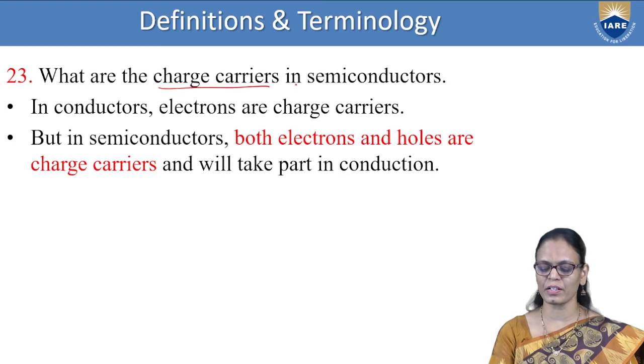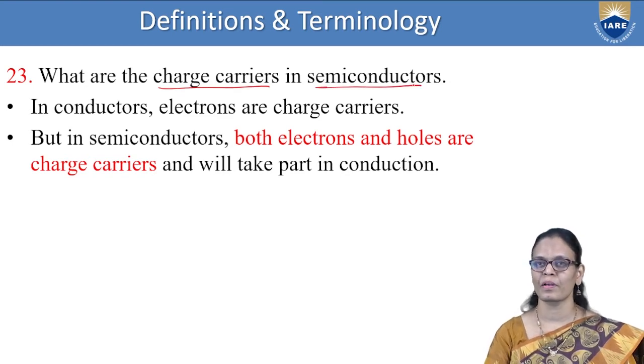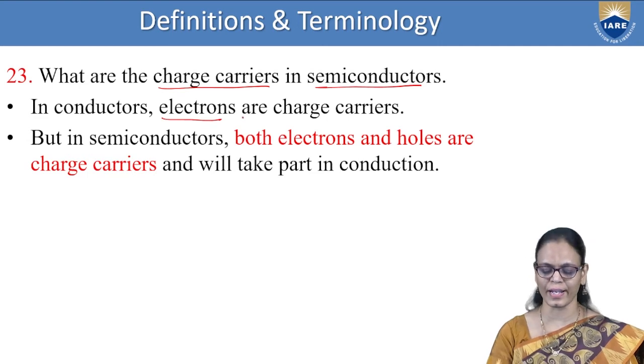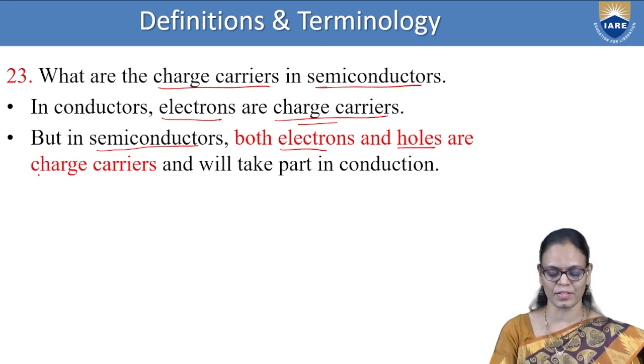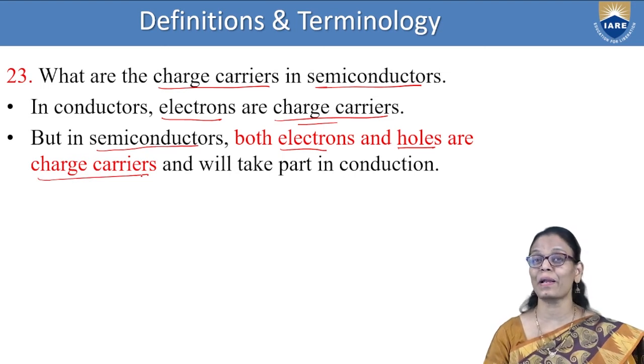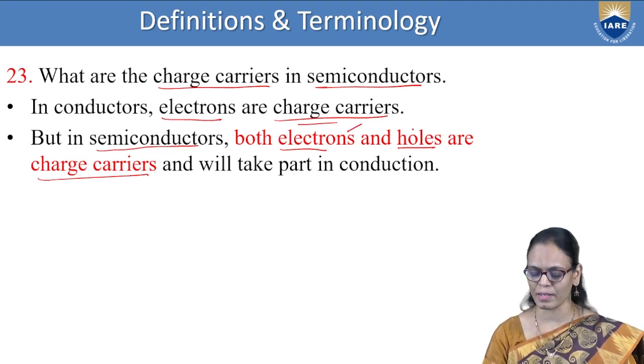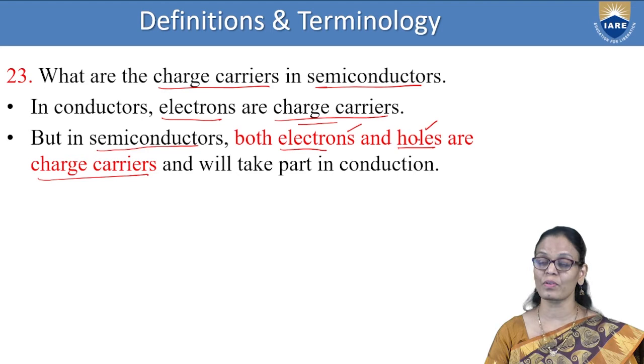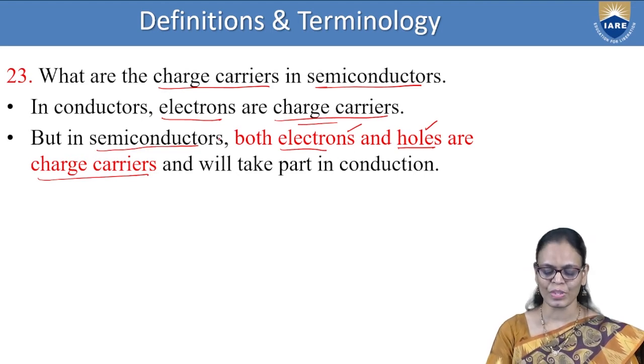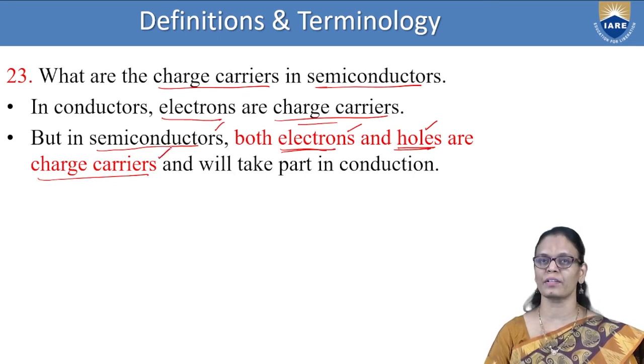Now, what are the charge carriers in semiconductors? If you see a conductor, electrons are the charge carriers. Whenever we talk about a conductor, it is due to the flow of electrons, and electrons are the charge carriers. But in a semiconductor, both electrons and holes are the charge carriers. The only thing is, depending upon the type of semiconductor, sometimes electrons are the majority carriers and sometimes holes are the majority carriers. We are going to discuss it in the next few slides. So, in semiconductors, both electrons and holes are the charge carriers.